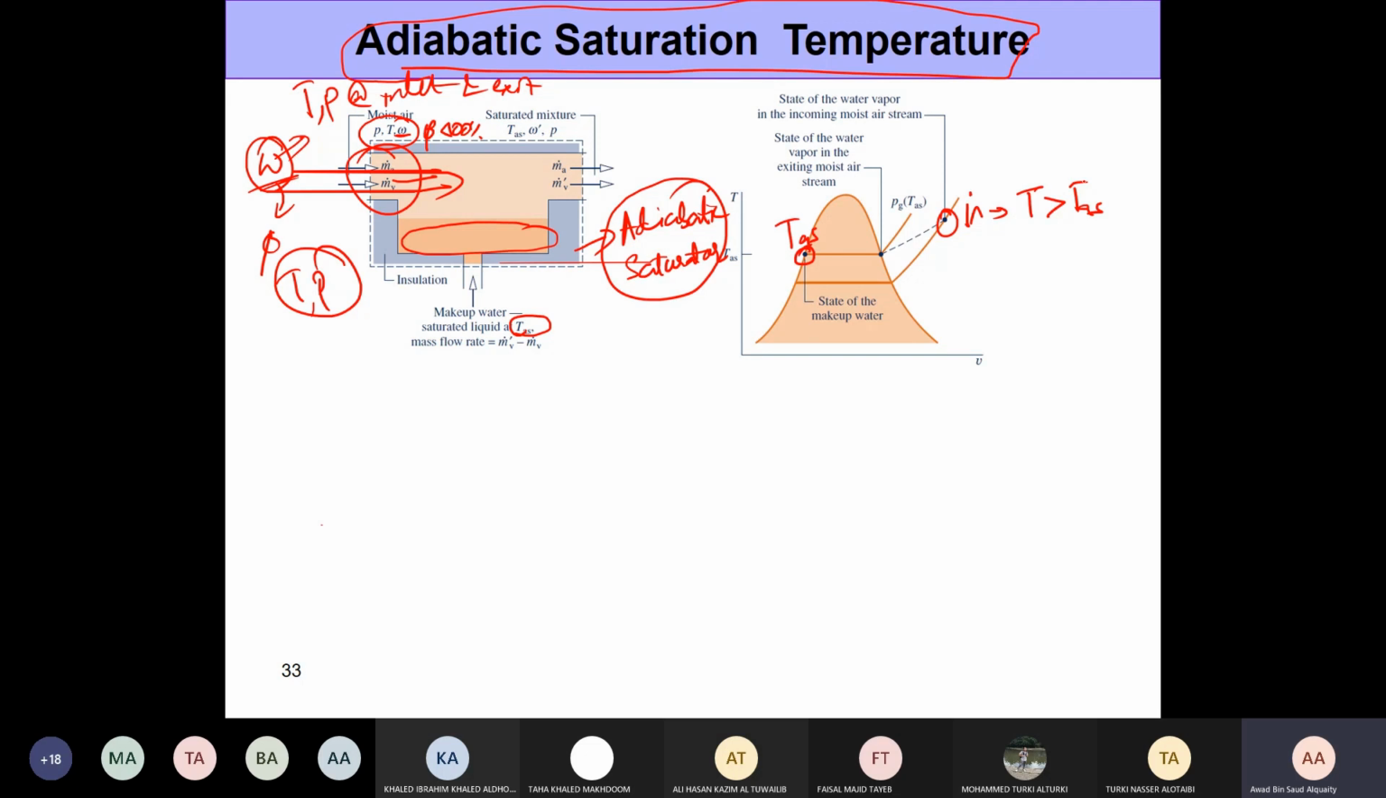So you need to select the adiabatic saturation temperature, or the temperature of the makeup water, such that it is lower than the temperature of the incoming air whose humidity you want to measure. Okay. All right. So what's going to happen here?